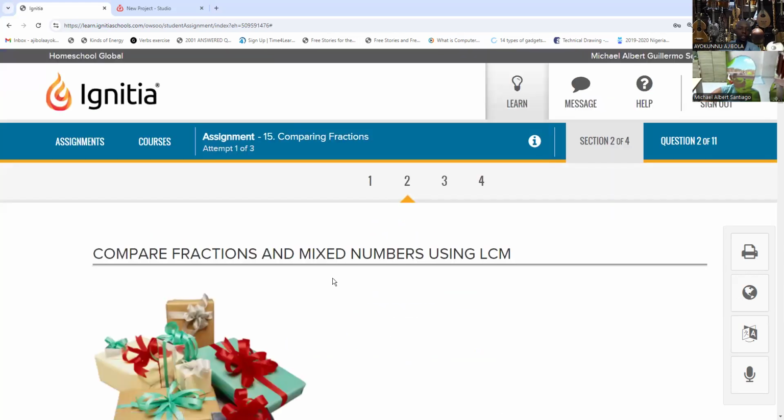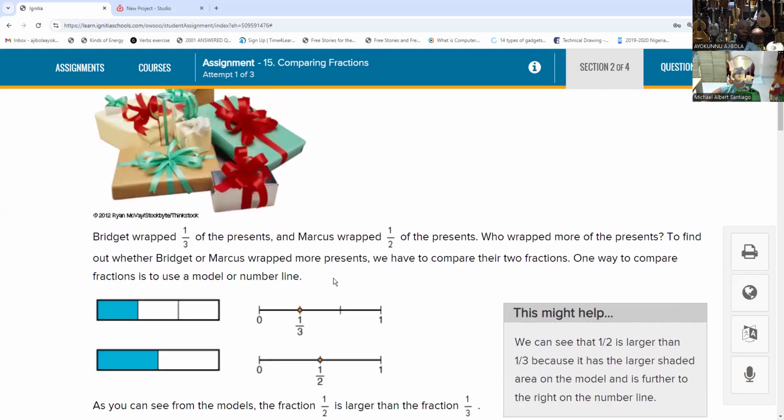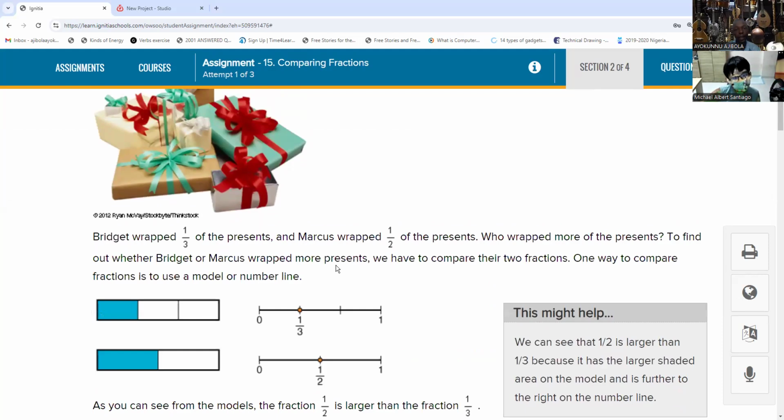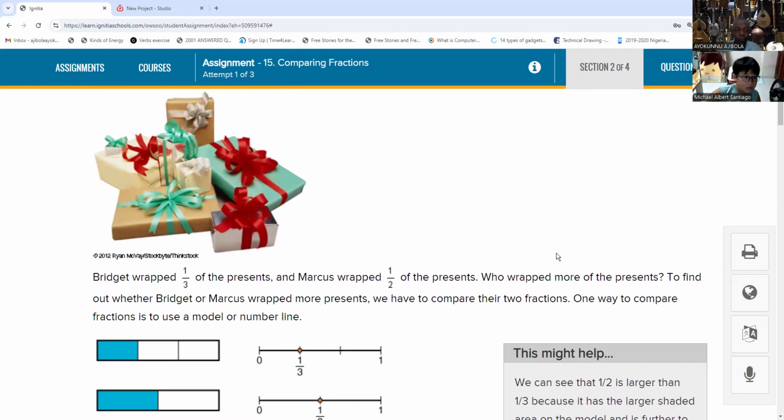So let's go to the next section. Bridget wrapped one third of the presents, and Marcus wrapped half of the presents. Who wrapped more presents? To find out whether Bridget or Marcus wrapped more presents, we have to compare their two fractions, okay?